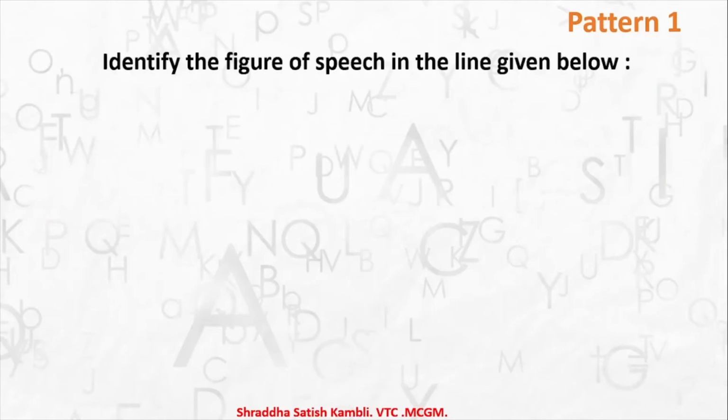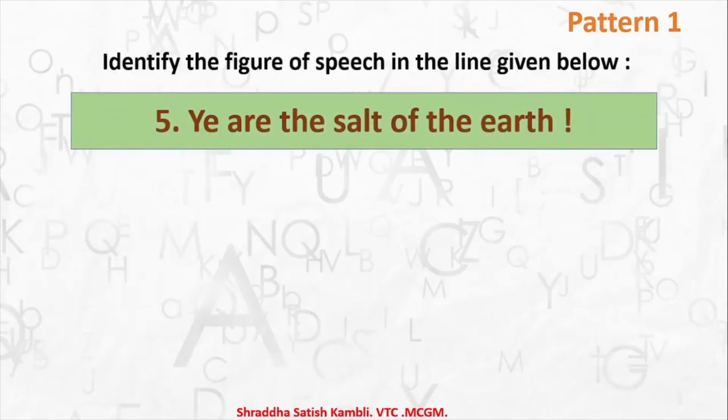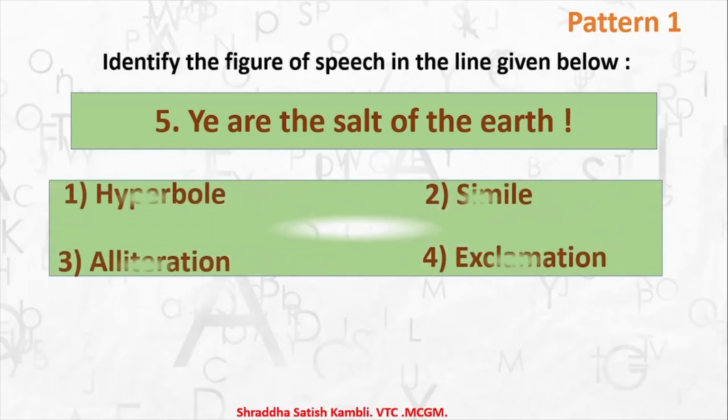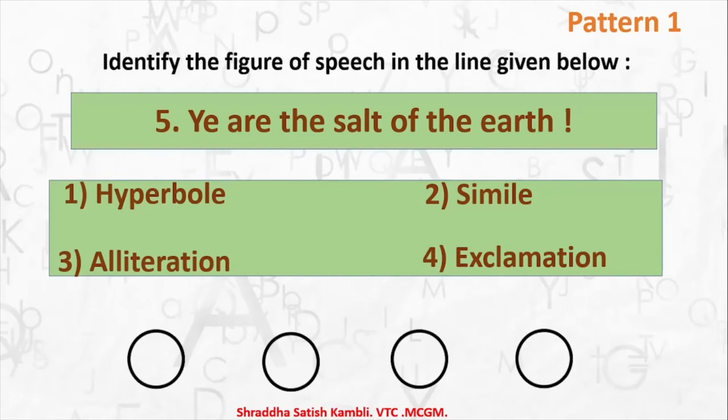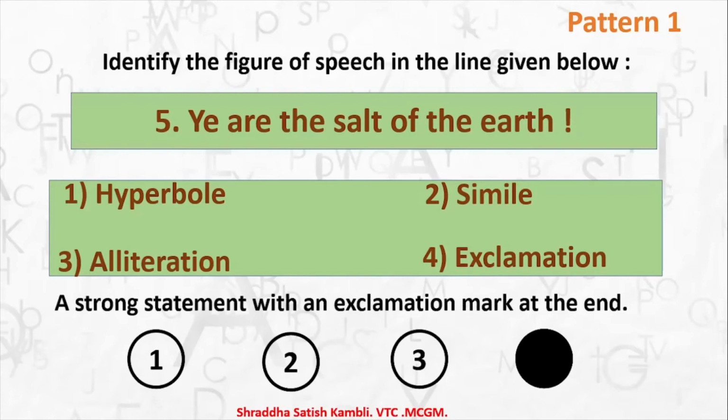Next, let's take a look at question number 5. Ye are the salt of the earth. And then there is an exclamation mark. So has this made your answer easy? I think so, yes. Now let us take a look at the options. You have 1 hyperbole, 2 simile, 3 alliteration, and 4 exclamation. So which one will you use here? Yes, exactly, you will say exclamation. Now children, why is it exclamation? Because a strong statement with an exclamation mark at the end. It is a very strong statement.